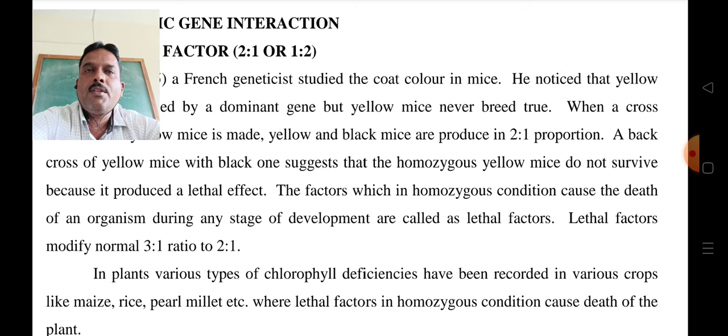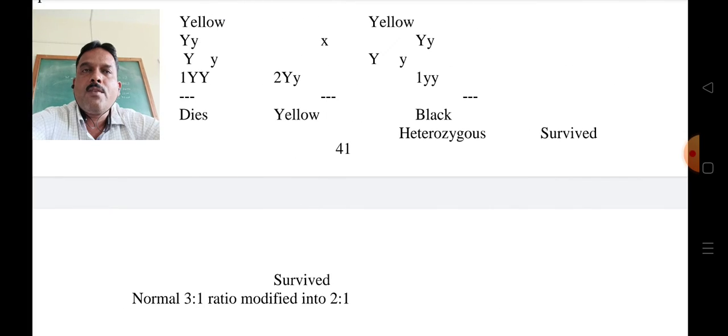Again, this type of lethal gene interaction is observed in case of chlorophyll deficiency in various plants like maize, rice, pearl millet. So the homozygous individual in dominant condition will not survive. For supporting, we can make a cross between two yellow mice. Suppose for yellow we take capital Y, and small y for black. So yellow is dominant over black, capital Y is dominant over small y.